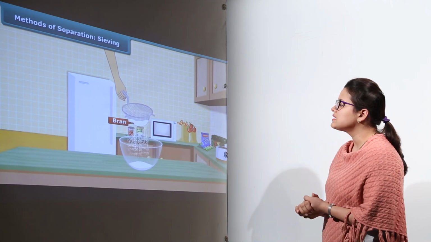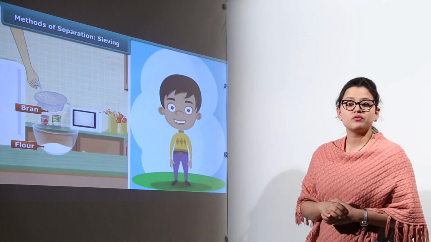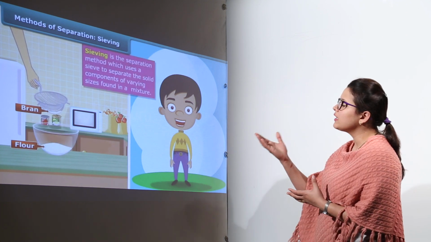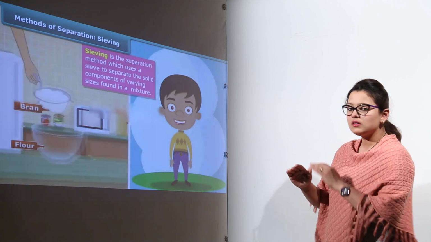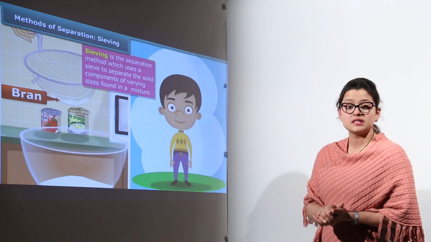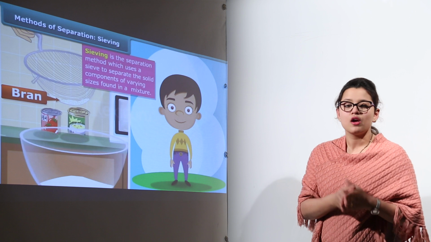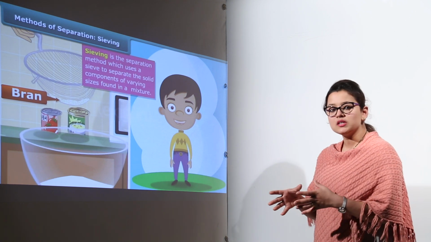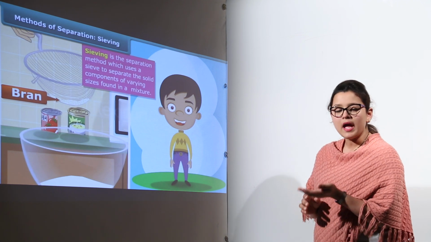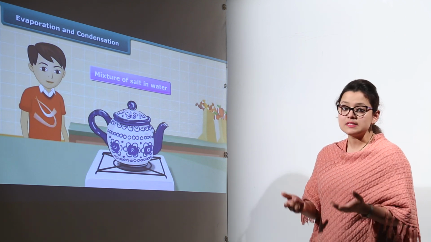The next process is sieving. We all have seen in our homes how the coarse bran is separated from the fine flour. Our mother used to do it, right? This is done with the help of a sieve, you can see, a net kind of structure. So sieving is the separation method which uses a sieve to separate the solid components of varying sizes from the mixture. If you have a mixture that has components of different sizes, you can use a sieve and you will be able to separate the mixture's components depending on their sizes.